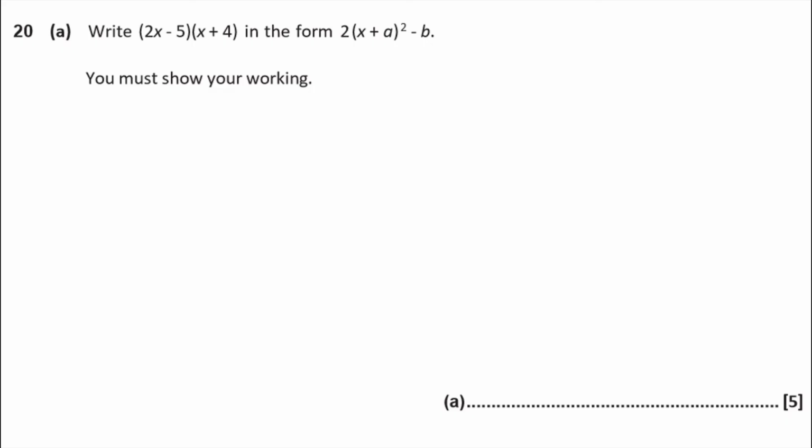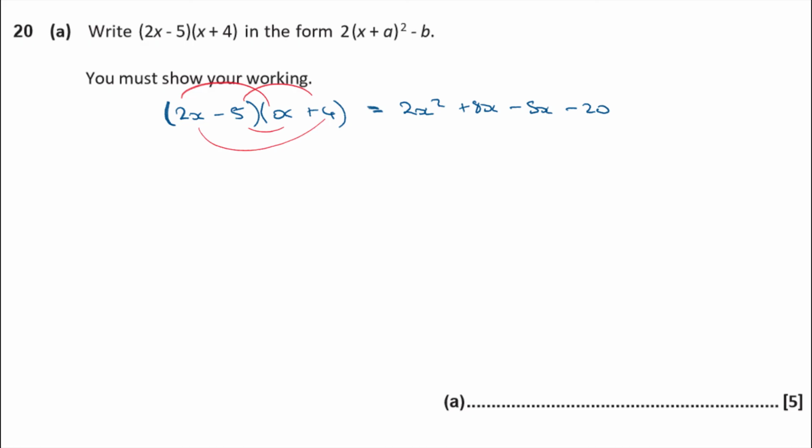Okay, so let's start with 2x minus 5 x plus 4. So using FOIL, first outside inside last, or whichever way you do it, I'm going to get 2x times x, which is 2x squared. I'm going to get 2x times 4, which is 8x. I'm going to get minus 5 times x, which is minus 5x. I'm going to get minus 5 times 4, which is minus 20. Okay, so that tidies up to 2x squared plus 3x minus 20.